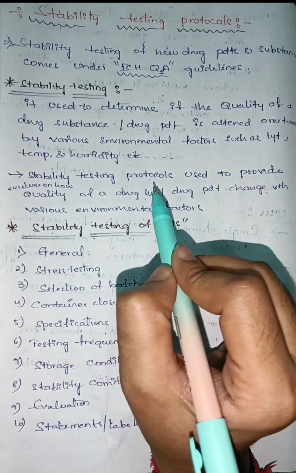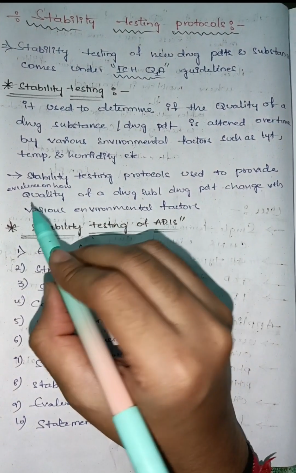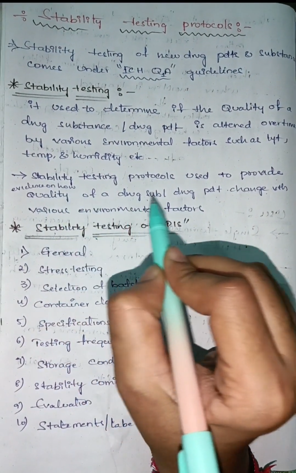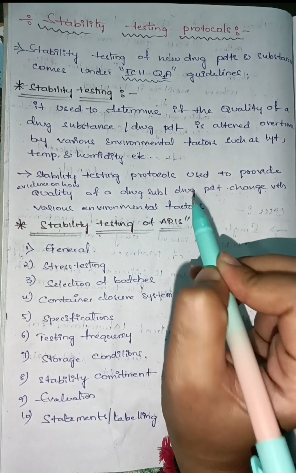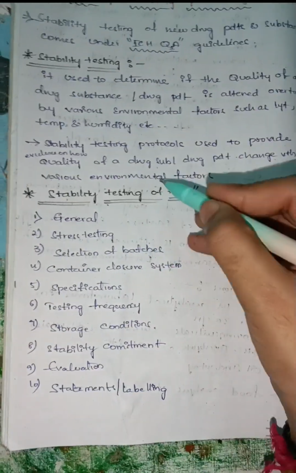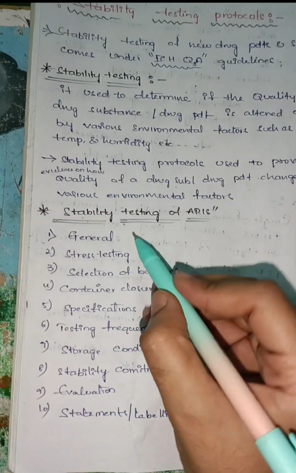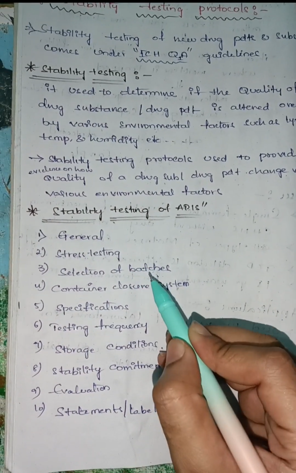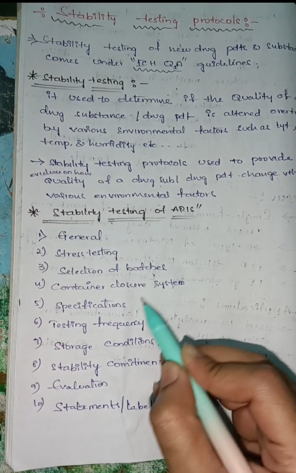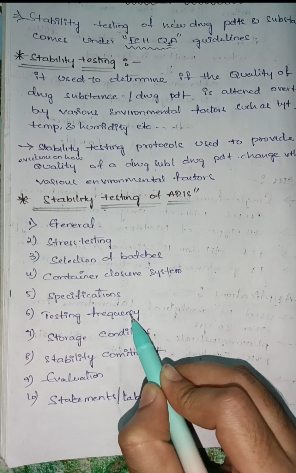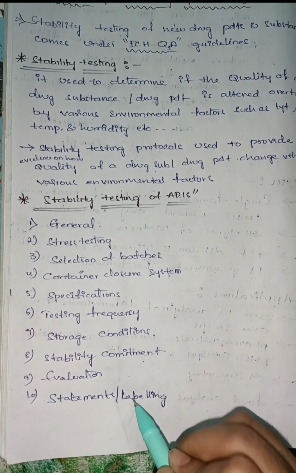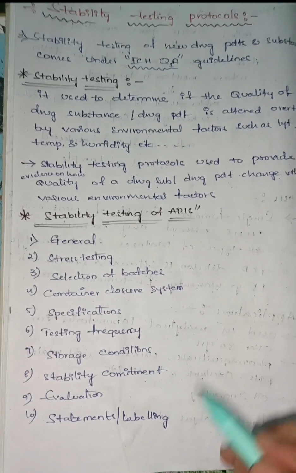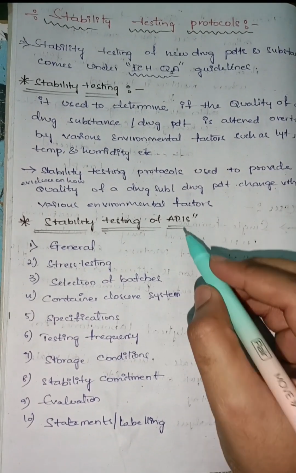Stability testing protocols are mainly used to provide evidence of how the quality of a drug substance or product changes with various environmental factors. Here, the stability testing protocols are general testing, stress testing, selection of batches, container closure system, specifications, testing frequency, storage conditions, stability commitment, evaluation and statement and labeling. These are the different types of stability testing protocols.